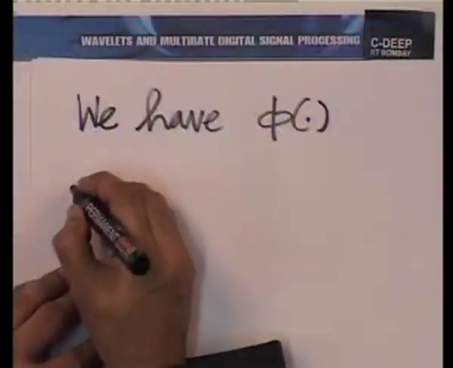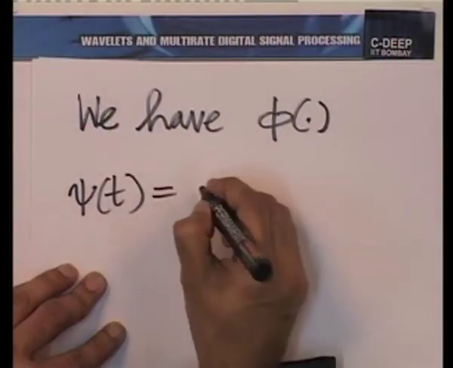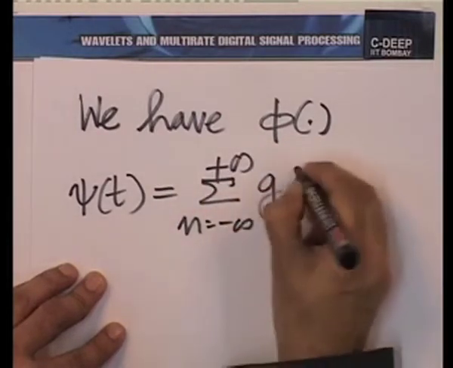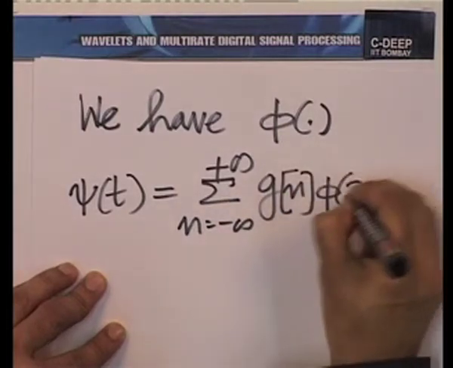We now need to complete a little detail. How do we get psi? But that is very easy. We have already got phi, and we know the dilation equation for psi. So, we have phi now. How will psi look? Psi of t is essentially the summation, n going from minus to plus infinity, of g n phi of 2t minus n.